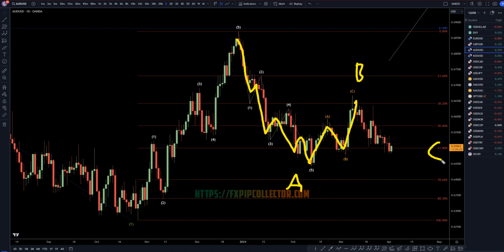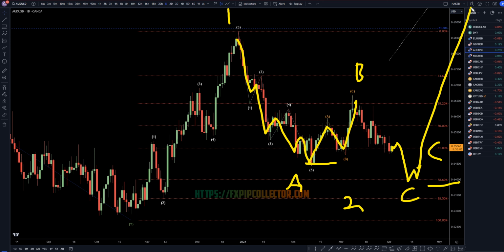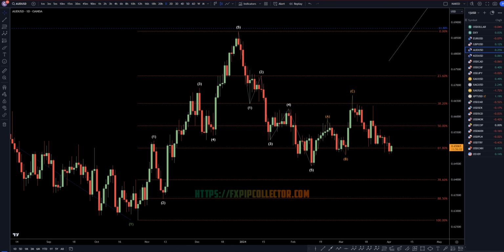Now a wave C could definitely end at the 61.8, make a higher low of a wave A. It definitely does happen, but I still think until proven otherwise that this is going to go down to at least a 78.6 to finish off this wave C. This uptrend right here is a wave 1. This is an ABC of 2, and then eventually it's going to keep going up for that big wave 3. Like I was saying before, 1, 2, 3 of wave C.